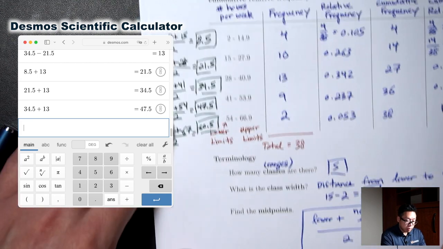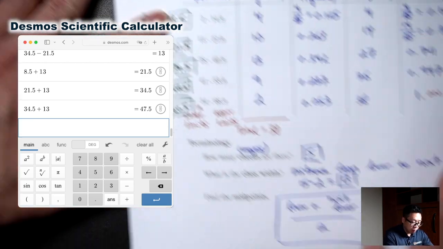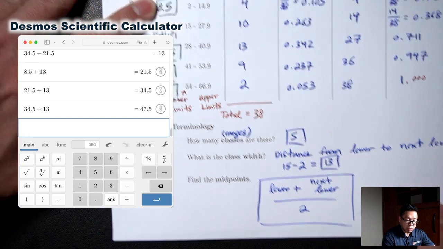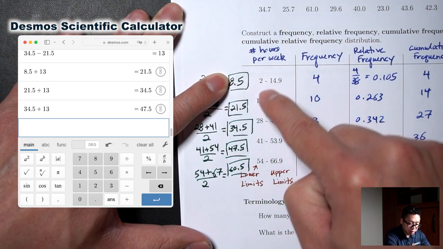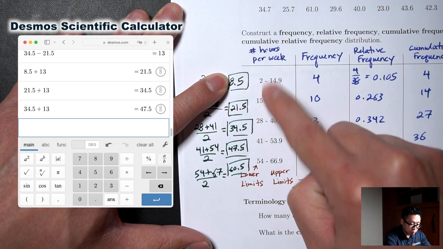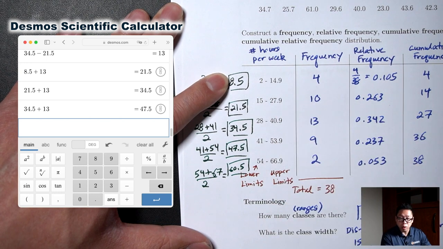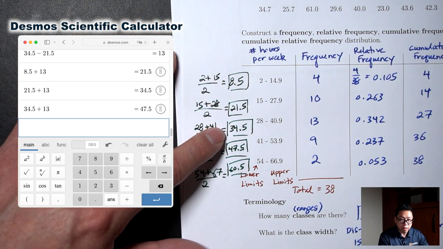Use the formula, get that first one, figure out the class width, which is just the distance from a lower limit to the next lower limit, right? Subtract those, 15 minus 2, that will give you the class width. Once you know your class width, just keep on adding the class width, and that will get you the rest of the midpoints.